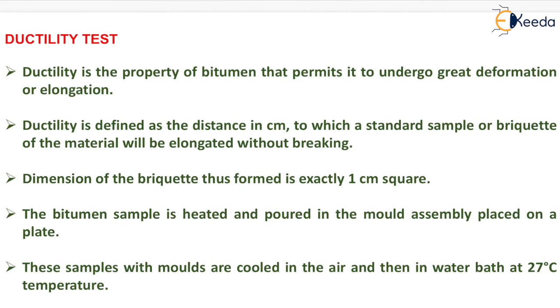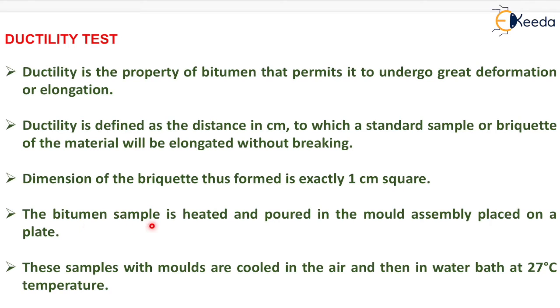Now the next test is the ductility test. Ductility is the property of bitumen that permits it to undergo gradual deformation or elongation. Ductility is defined as the distance in centimeter to which a standard sample or briquette of the material will be elongated without breaking. The dimension of the briquette thus formed is exactly 1 centimeter square.